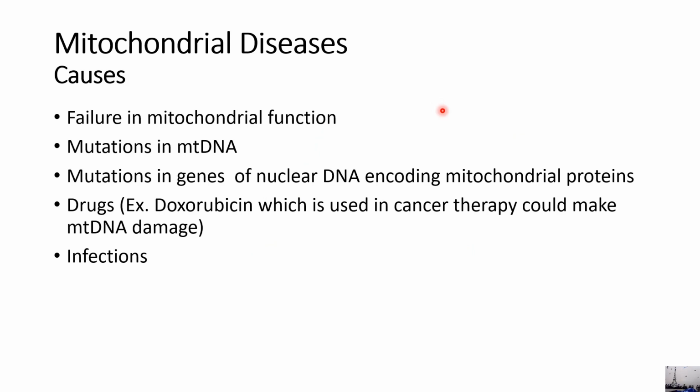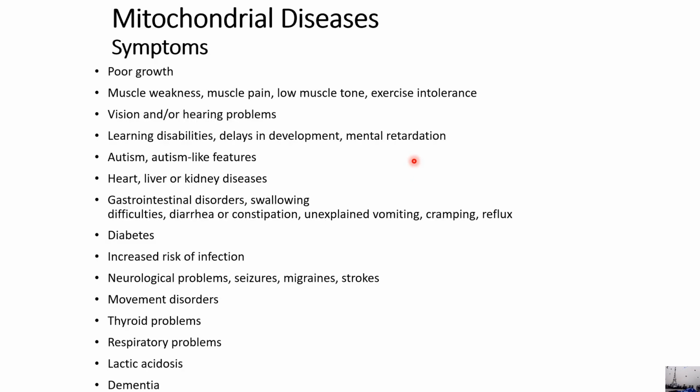Mitochondrial disease can be due to the following causes: failure in mitochondrial function, mutations in mitochondrial DNA, and mutations in the genes of nuclear DNA encoding mitochondrial proteins. The effect of some drugs, like doxorubicin, which is used in cancer therapy, could cause mitochondrial damage and DNA damage. It can also be caused by infections.